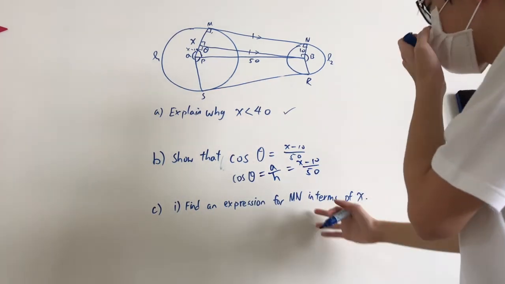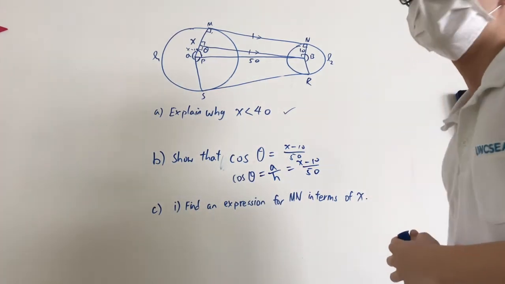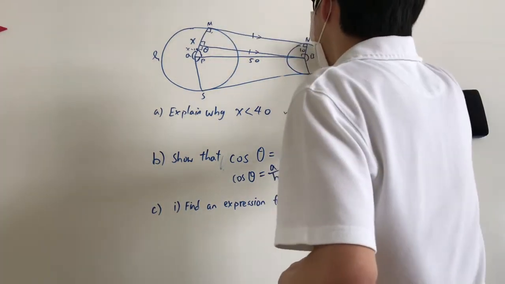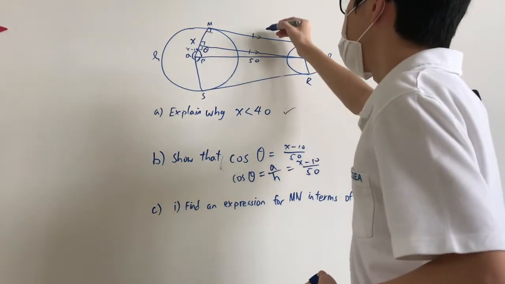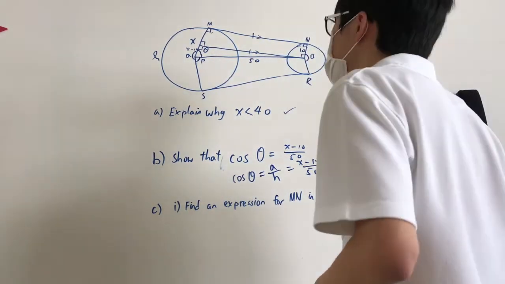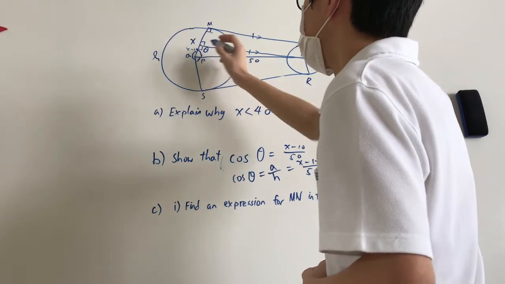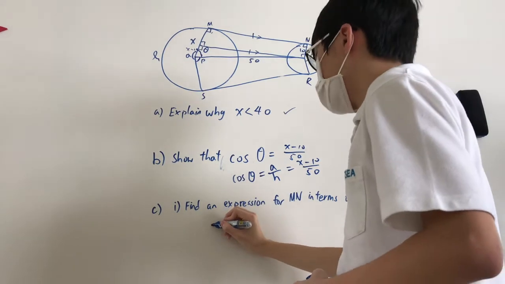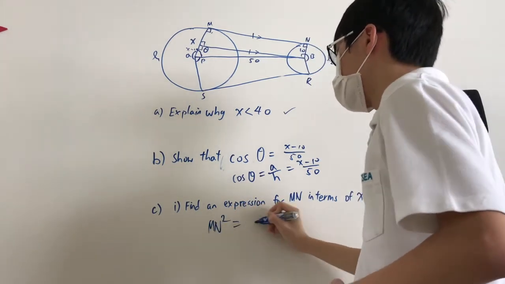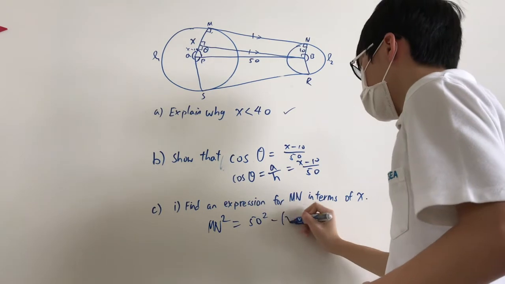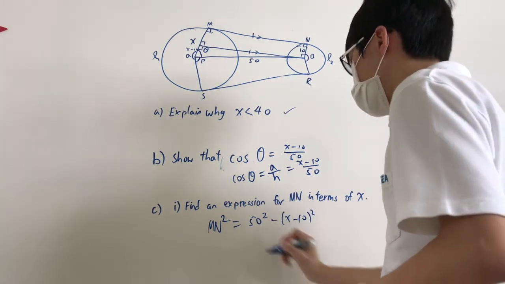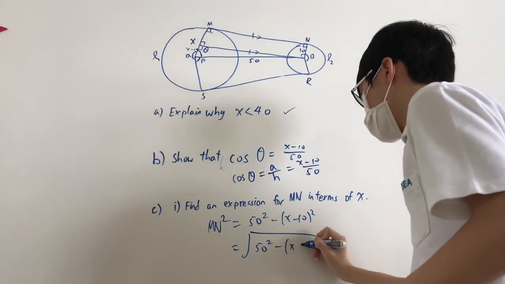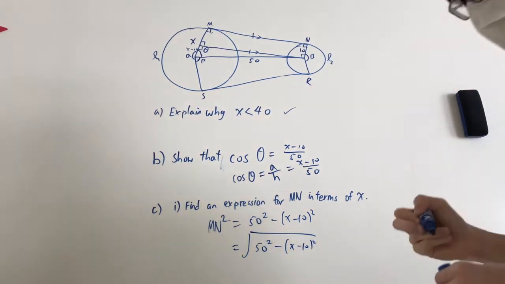Now, for this next part, we're trying to find an expression for MN in terms of x. So MN is this part over here. We already established that this line is equal to that line. So all we have to do is use some simple trigonometry, Pythagoras, to find this line over here. It should be quite simple. So MN squared would be 50 squared minus (x minus 10) squared, which, once you root both sides, becomes this. Alright?